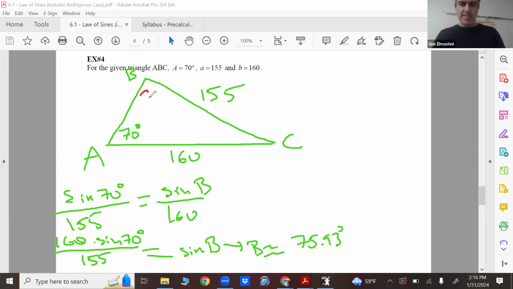However, there's a second scenario. I skipped a step.